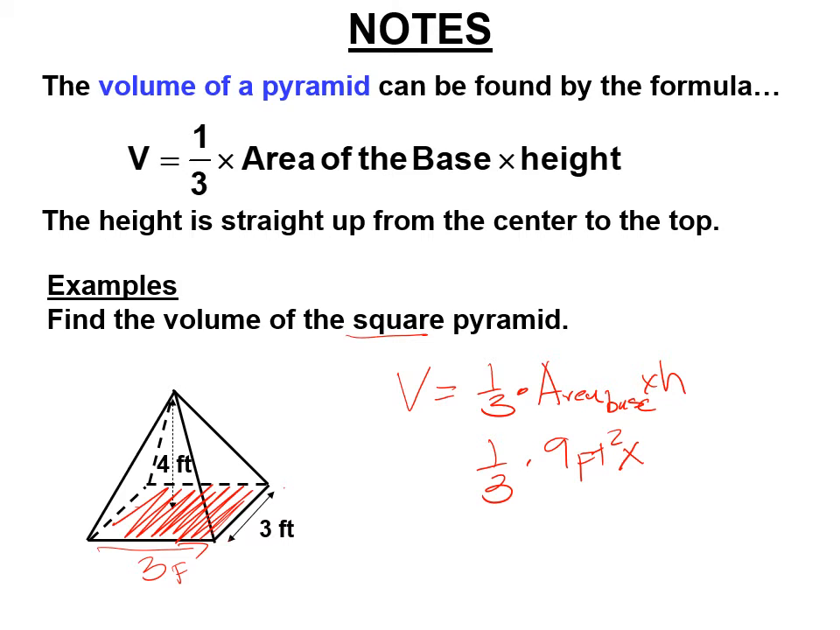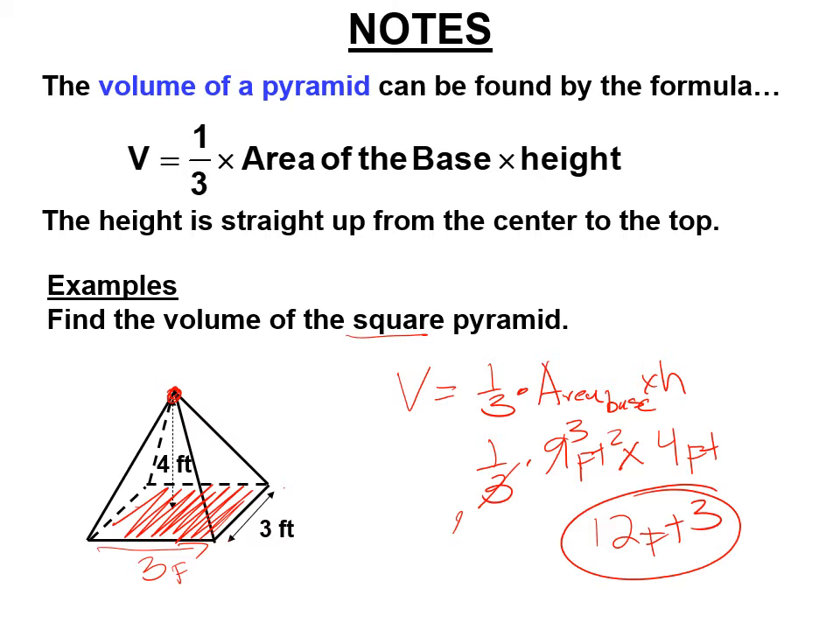And then what's the height? The height is defined just like it was for a triangle. It's straight up to the top. So that's 4 feet. So the 3 cancels with the 9 and becomes a 3, and we get 12. Oh, this height was in feet. Square feet times feet, now you have cubic feet again. The volume of that is 12 cubic feet.